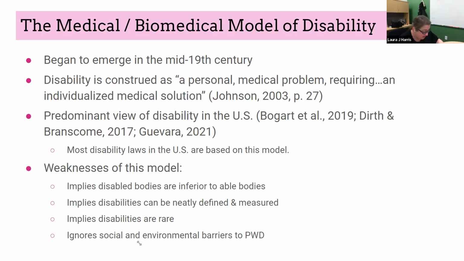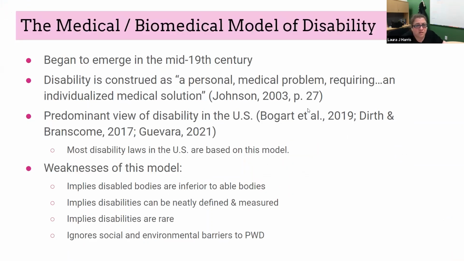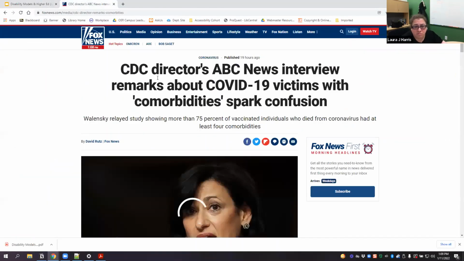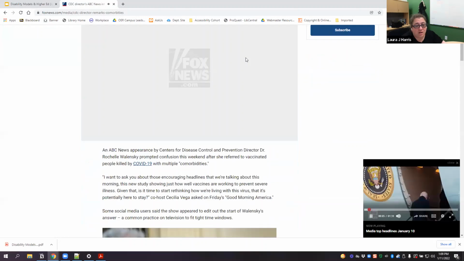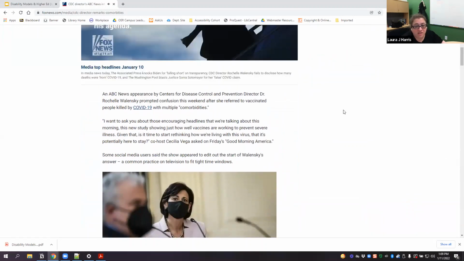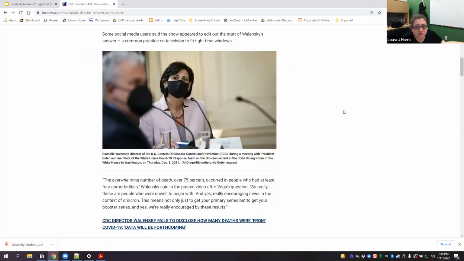The weaknesses of this model, the first one, and this is unfortunately very common throughout different models of disability, is this idea that disabled bodies are inferior to able bodies. And I heard about this on social media and wanted to share this with you guys. This actually is just from yesterday, 19 hours ago. So the director of the CDC, Dr. Rochelle Walensky, what did she say? Here it is.